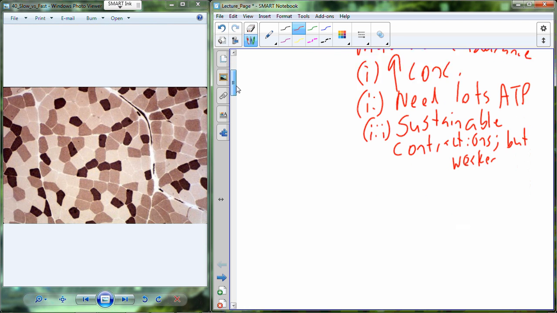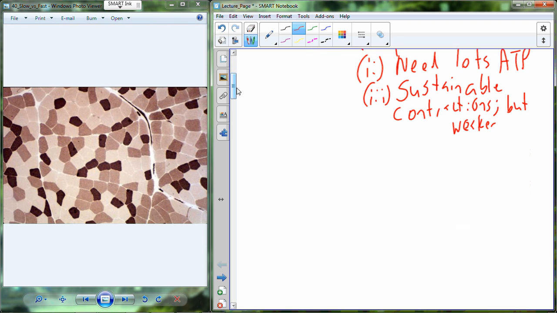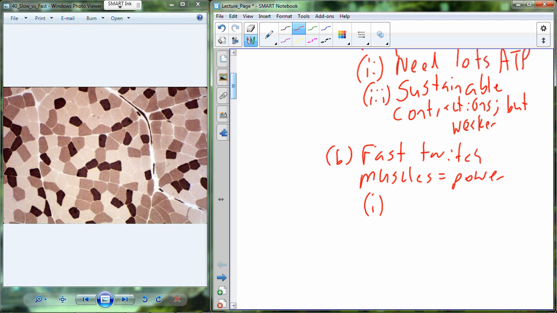On the other end of the spectrum, which are these really light-colored cells, we're going to have fast twitch muscles, which would be the power muscle. Now, they have a much lower concentration of mitochondria. And the reason is because ATP is no longer really being preferentially produced in the mitochondria. It's being produced by a biochemical pathway that's located in the cytoplasm, outside of the mitochondria, in the solution of the cell.